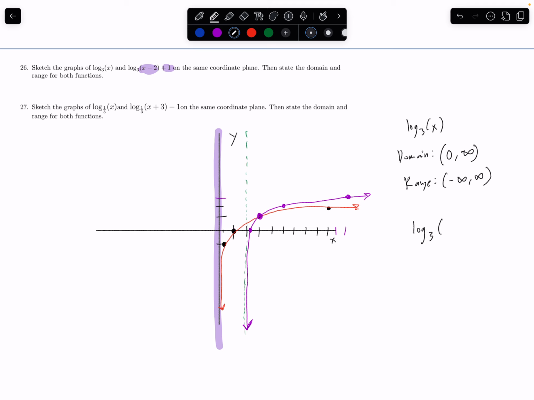Okay, the other one is log base 3 of x minus 2 plus 1. Domain first is starting from 2 and moving on towards infinity, right? Because he started from this position and moved to the right, but never quite hitting 2. And then the range is everything. You're going as far down as you want and as far up as you want. So negative infinity to plus infinity for the range. Okay, that was 26.